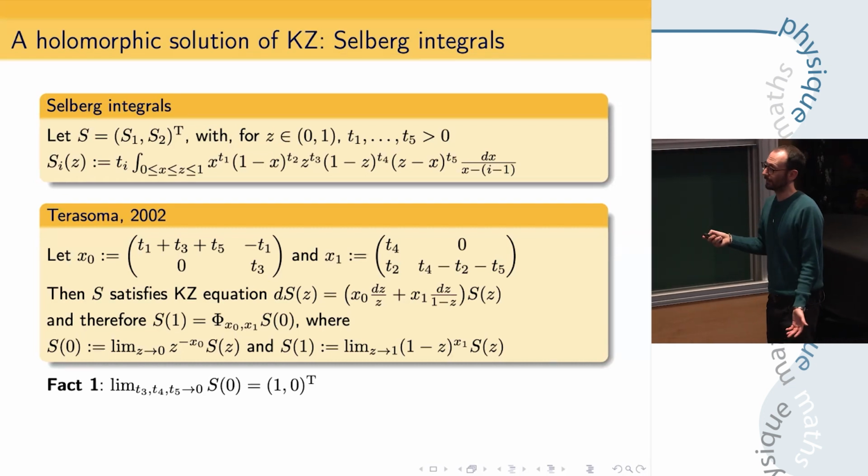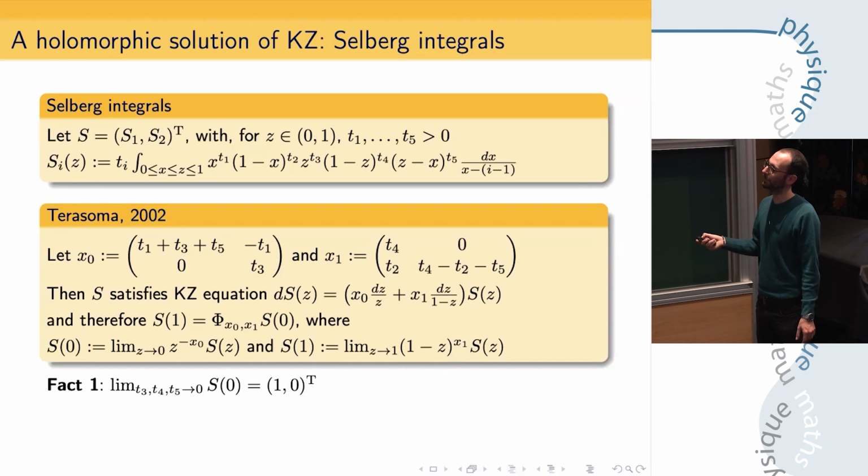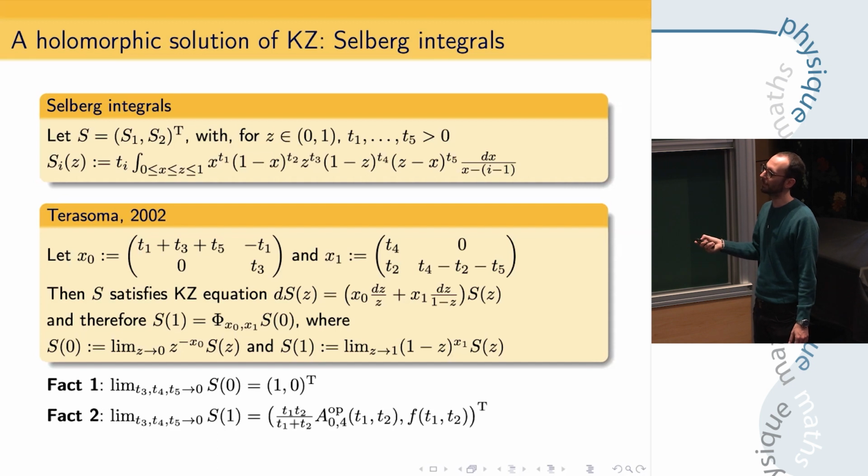Yeah. And now the first fact is that if you take the limit for T3, T4, T5 of this S of 0, the computation is just that you get (1, 0). And if you do the same for S of 1, then the first component is essentially the open string amplitude, genus 0, 4 points. Of course, these are all holomorphic at t1 and t2 going to 0. So you have to multiply this, which was meromorphic, by this, which kills the poles. But then you really get the open string amplitude.